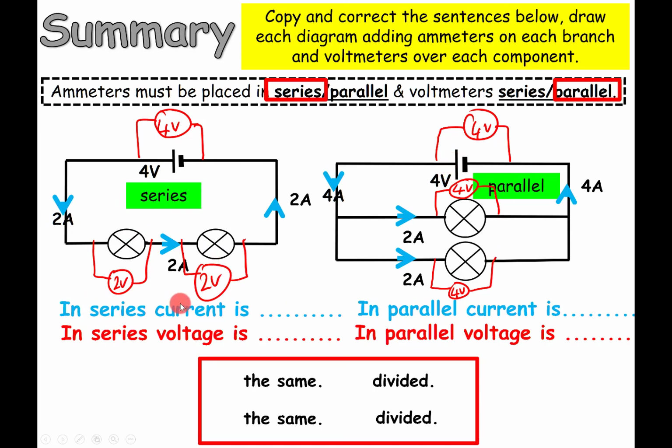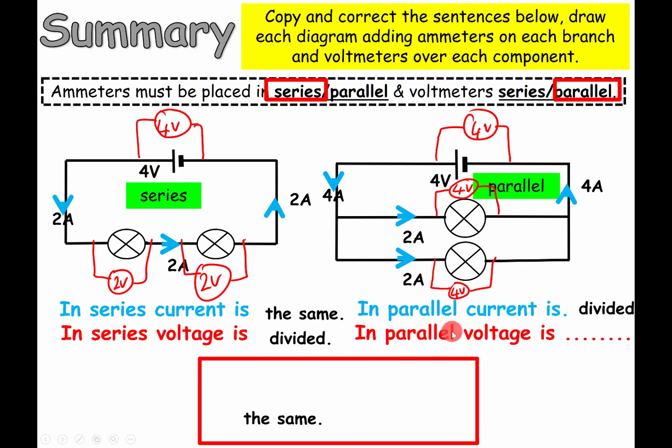So to summarize, in series circuits, the current is the same everywhere. The voltage is divided though. In parallel circuits, the current is divided, but the voltage is the same everywhere.